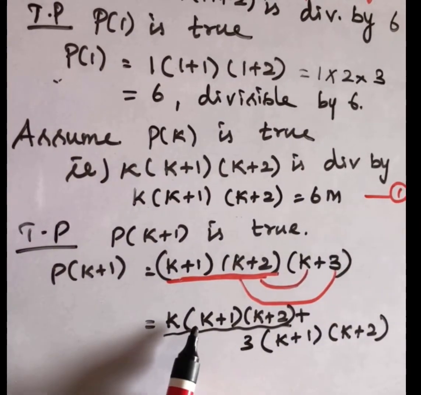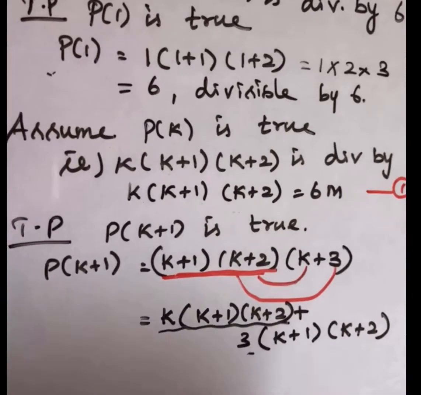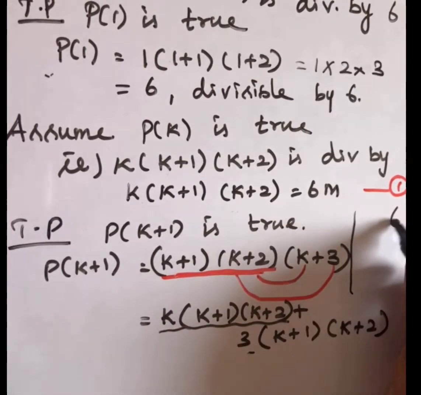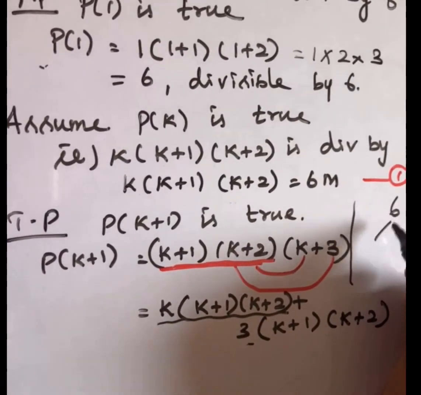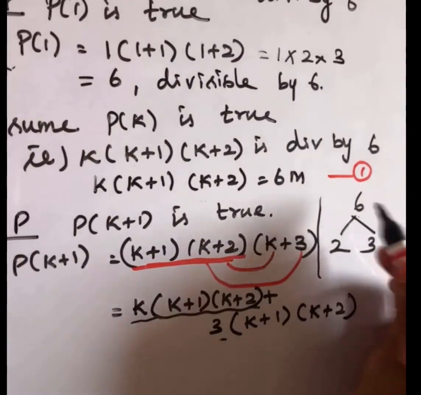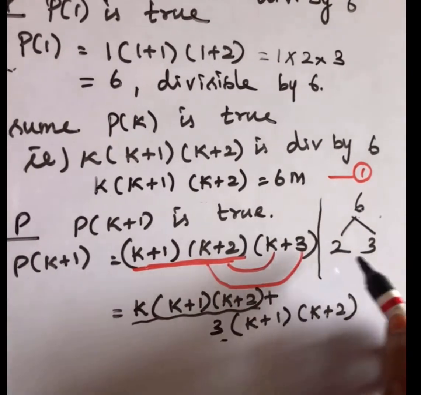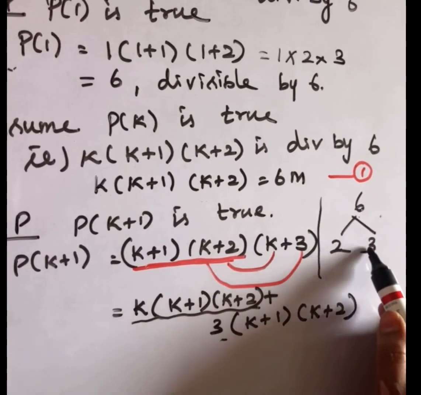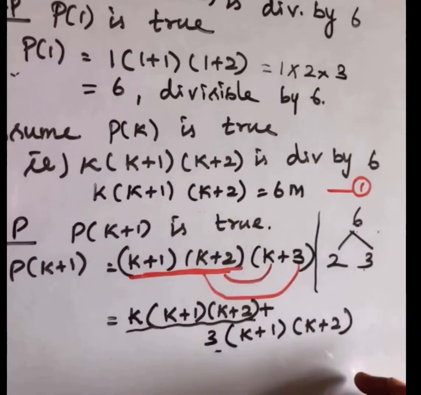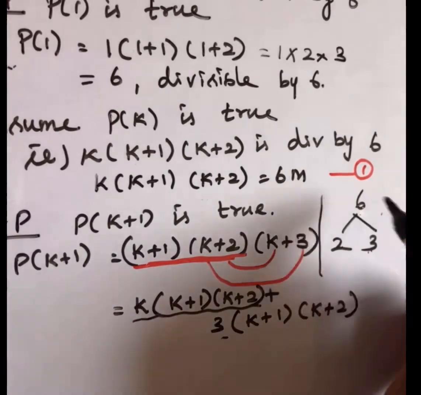The first is divisible by 6. Now we have to look at this. If a number is divisible by 6, it should be divisible by 2 and 3. 2 and 3 are factors of 6, 2 threes are 6. If a number is divisible by 2 and 3, then it should be divisible by 6. You can check any number.